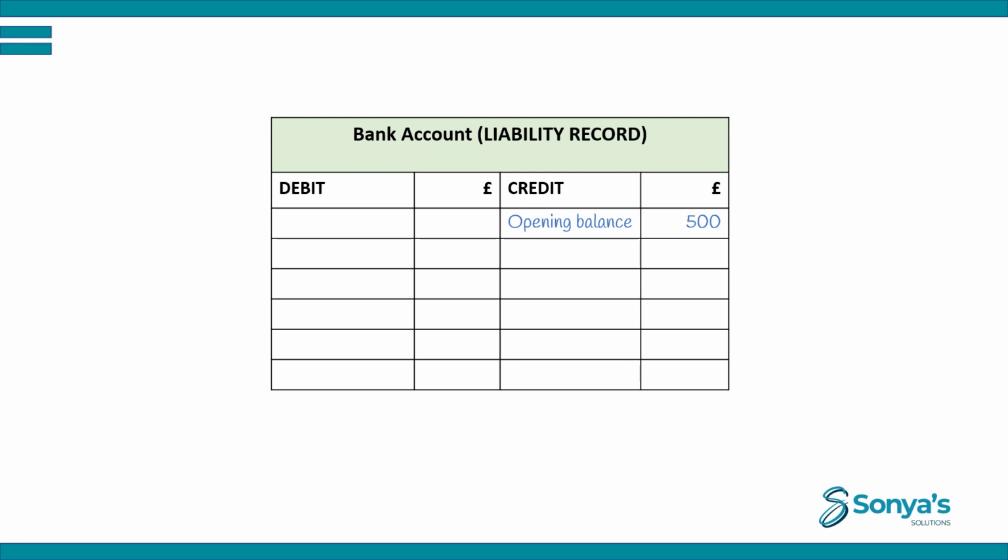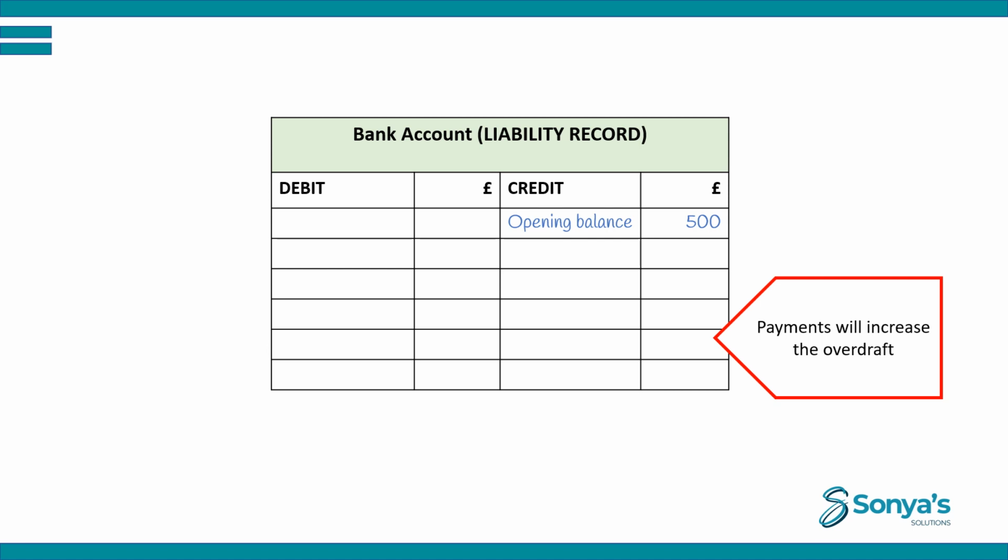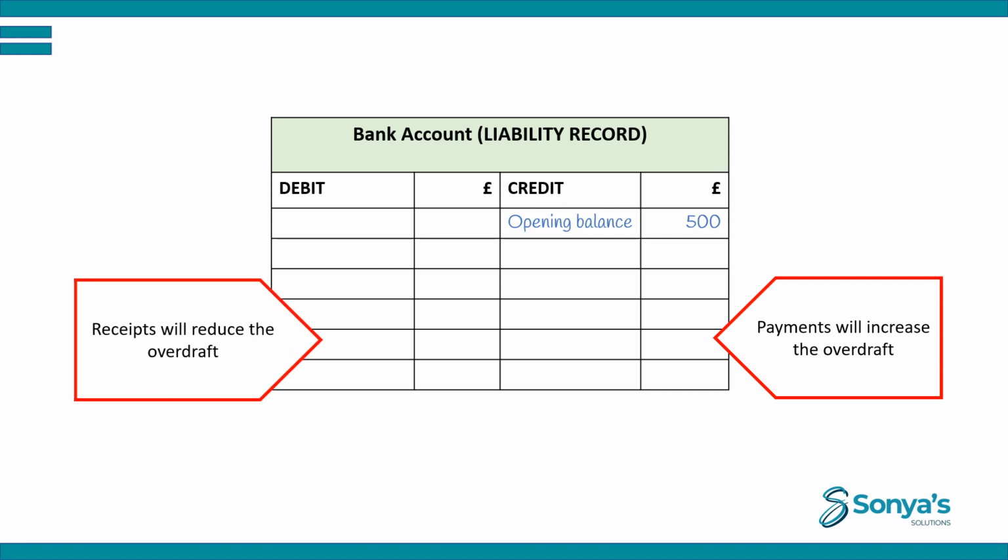We still use the account in exactly the same way. Payments will still be recorded on the credit side and receipts on the debit side. Think logically when calculating the account balance. If we spend £100, we will owe the bank £600. If we receive £100, then the amount we owe will be reduced and we will owe the bank £400.